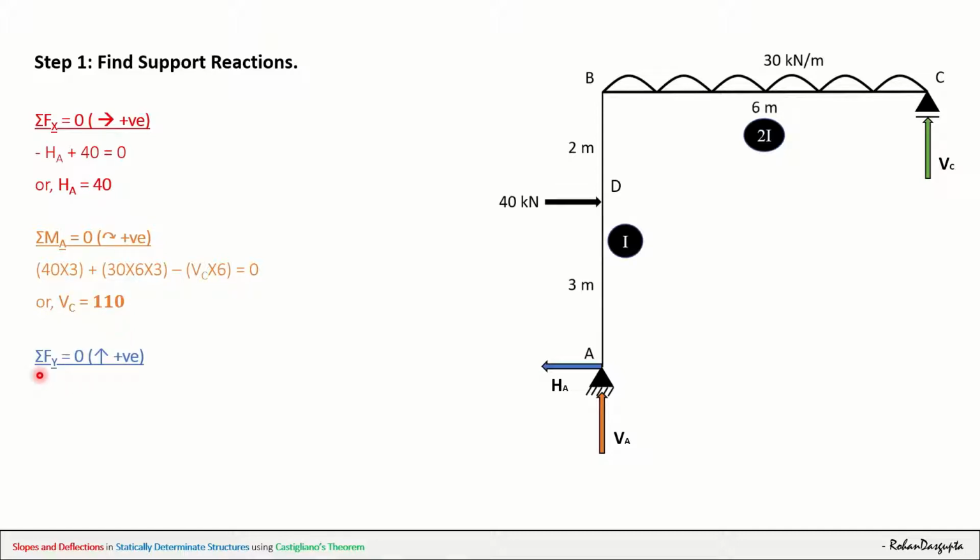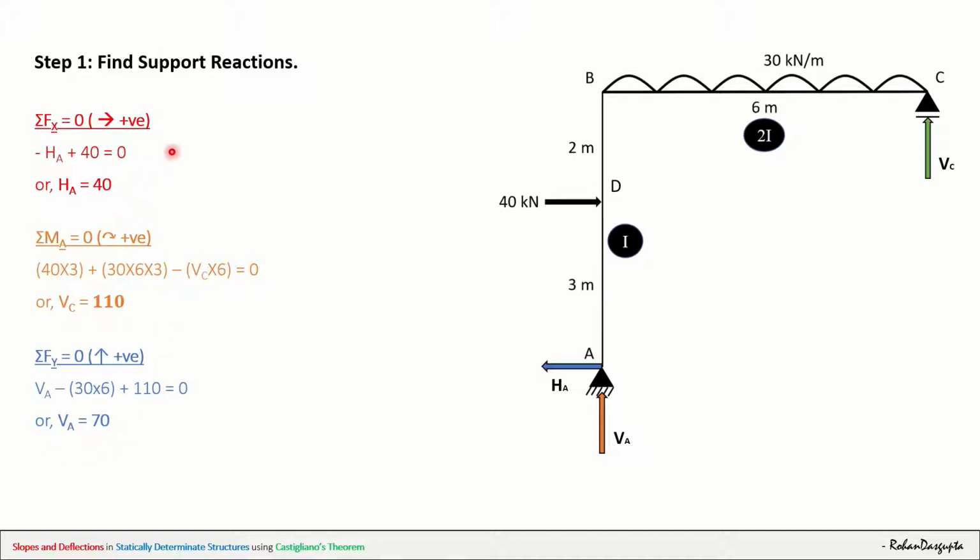Lastly, if you apply summation of Fy equals 0, upwards as positive, we have VA in the upward direction, so plus VA, minus 30 into 6 in the downward direction, and again plus VC, but here we know the value of VC, that is 110, so I can directly write plus 110 equals 0. So if you do the calculation, you get VA equals 70.